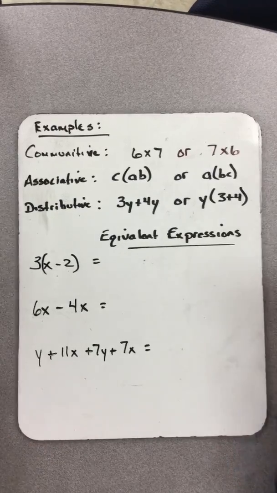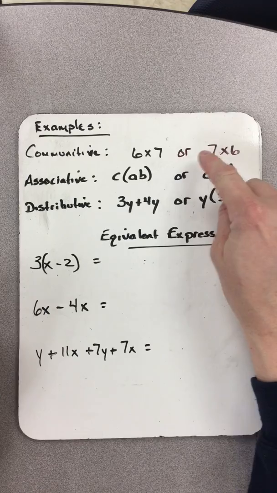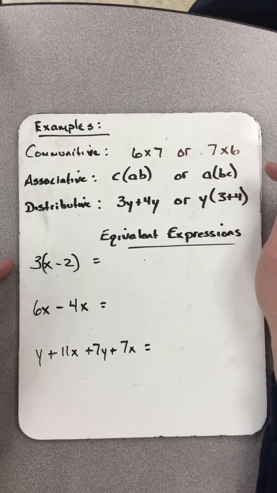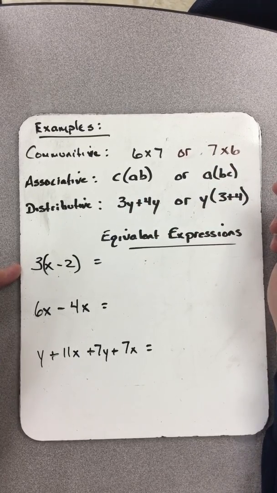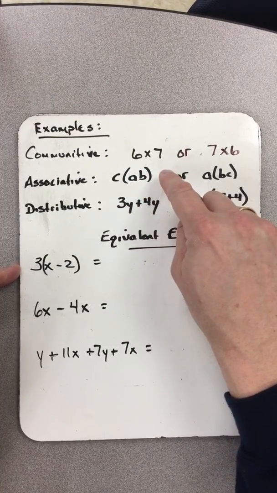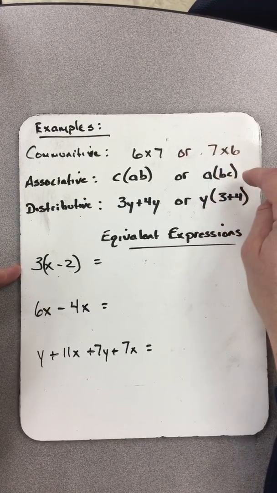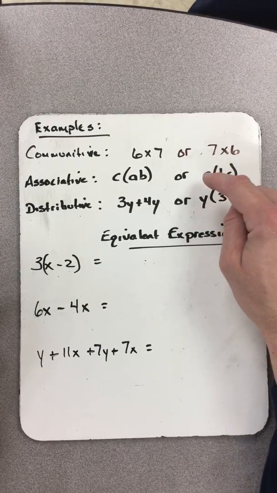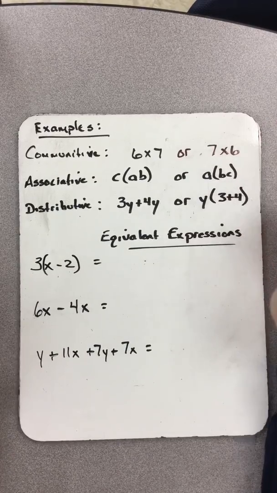First example: if you remember, the commutative property is just when I can flip-flop the numbers. 6 times 7, or I could write it as 7 times 6. It's just when we change the order. The associative property, if you remember, is when we're changing the grouping. Right here I have the variable C times AB, or I could take the A out and multiply it by BC. There's even one more way I could do it: I could take the B out and multiply B times AC. It's just when we change the way they're grouped.